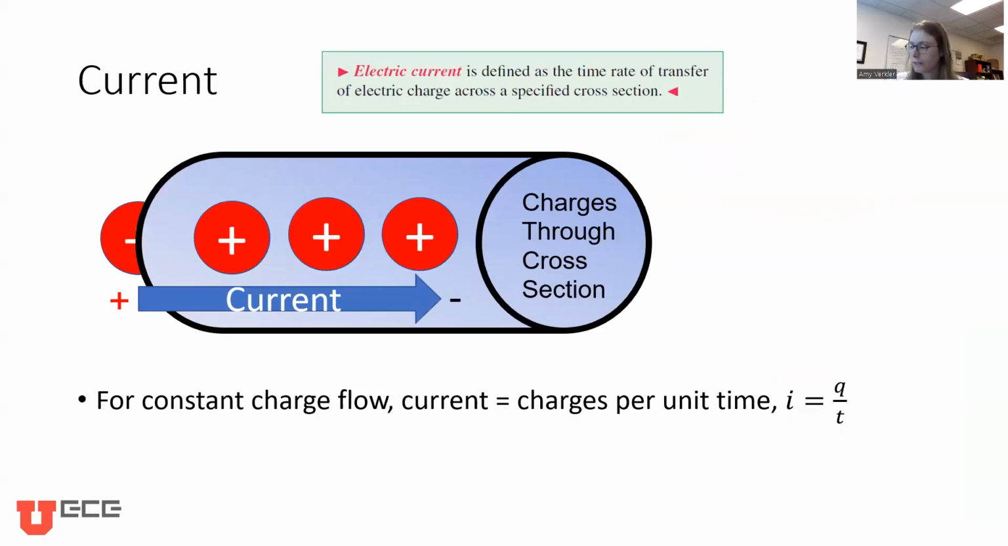So electric current is the rate at which charges pass through a cross section, as shown in this picture below. So positive charges flowing to the right through this cross section, the rate at which that happens. So for a constant charge flow, that would just be the total number of charges per the length of time.